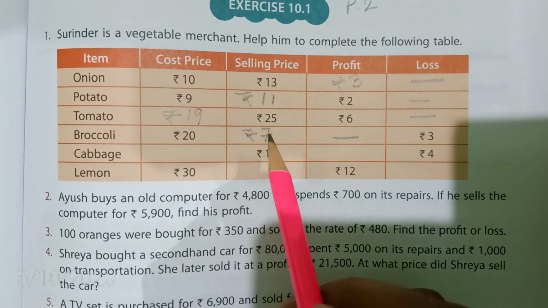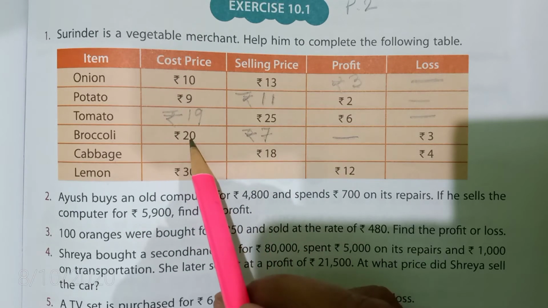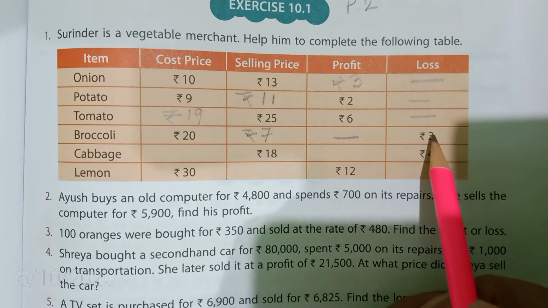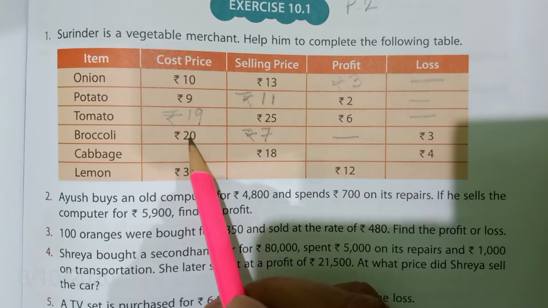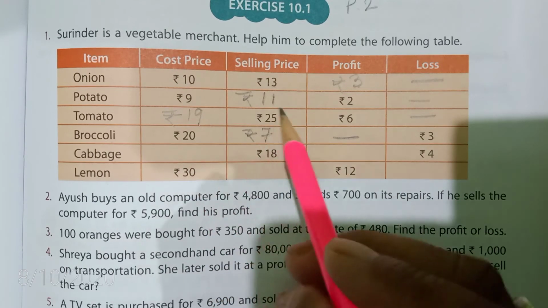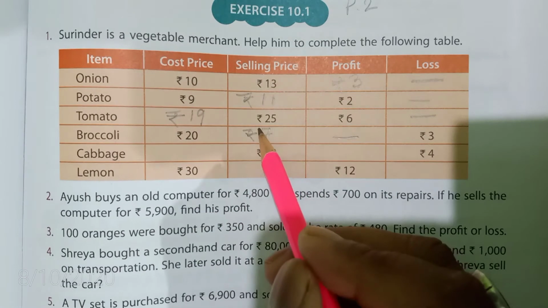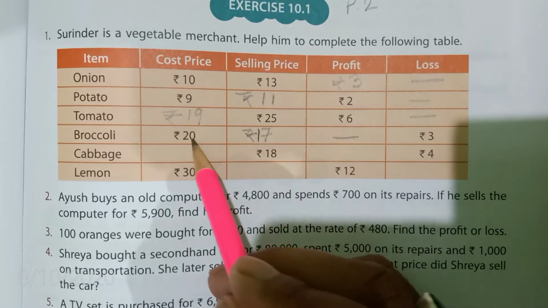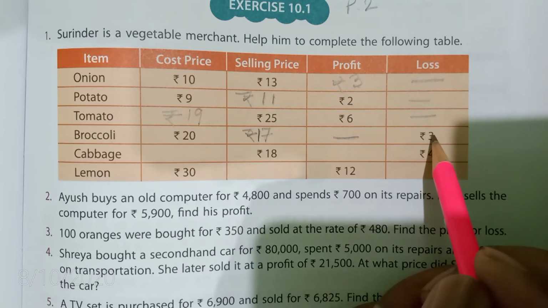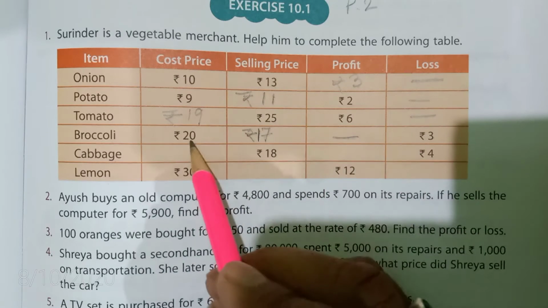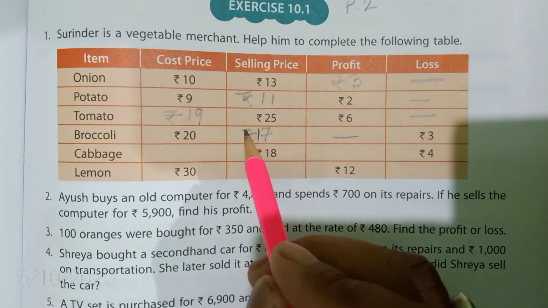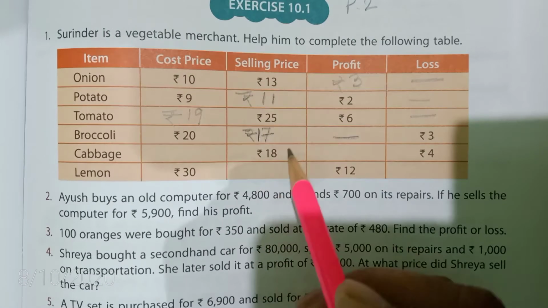Because if selling price is less than cost price, then there is loss. So cost price was ₹20 and selling price was ₹17. ₹20 minus ₹3, because ₹3 is the loss, so ₹20 minus ₹3 equal to ₹17 is the selling price.